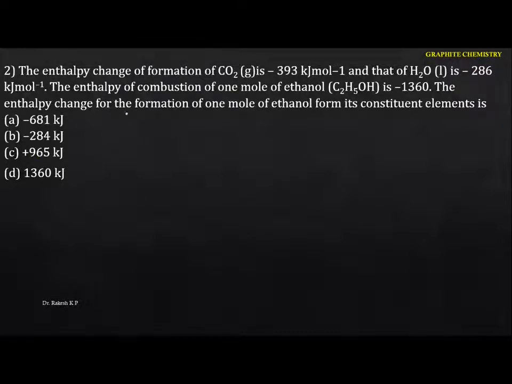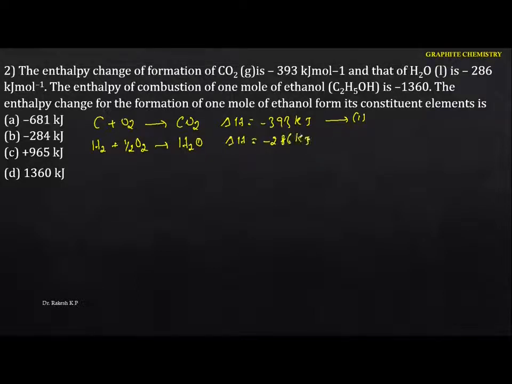Let me write the given conditions here. First, the enthalpy of formation: carbon plus oxygen gives carbon dioxide, and here the delta H value is minus 393 kilojoule. Let me take this as equation 1. Similarly for the formation of water, for 1 mole, I take H2 plus half O2, which gives H2O, and here the delta H value is minus 286 kilojoule per mole. Let me take this as equation 2.